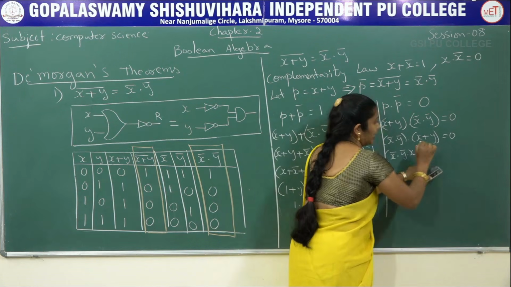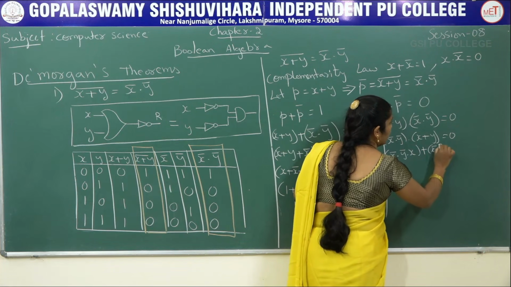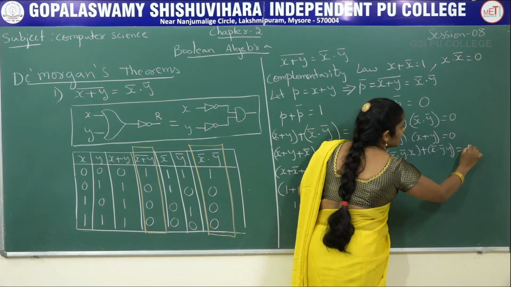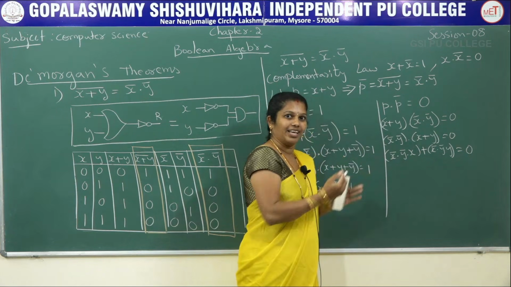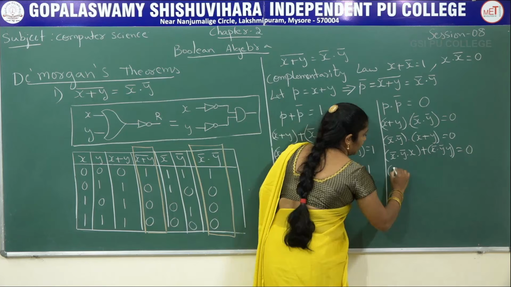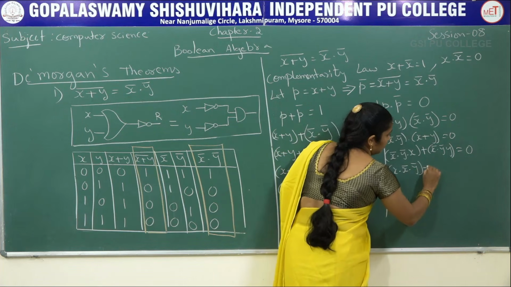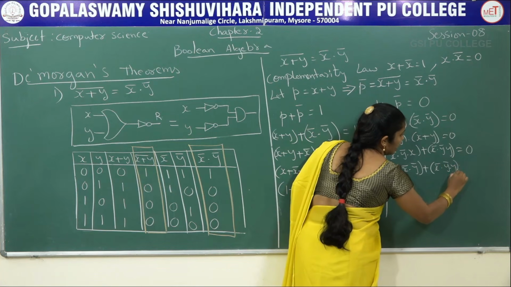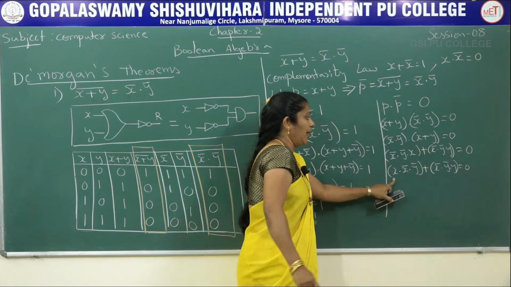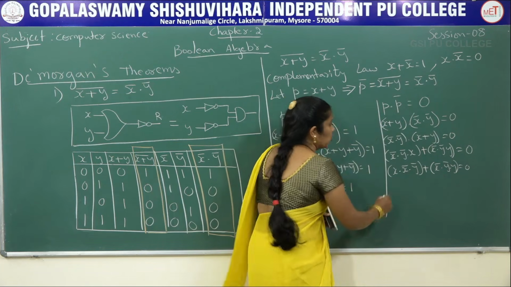Then in between you have to write the plus operator: x bar into y bar plus x bar into y equals 0. For our convenience, we will take all the x on one side. Then x into x bar into y bar plus x bar into y equals 0. Now x bar into x, what is the value? x bar into x is nothing but 0.